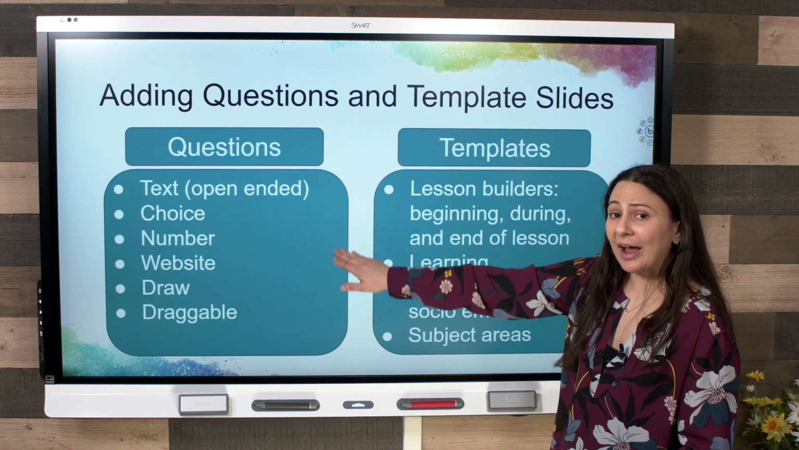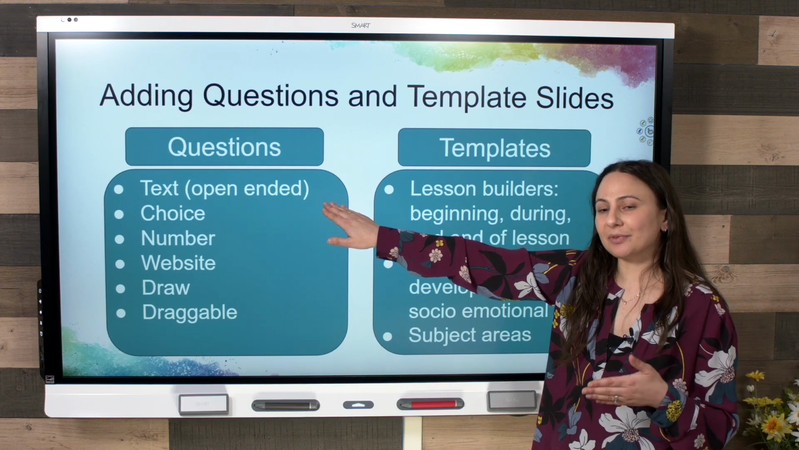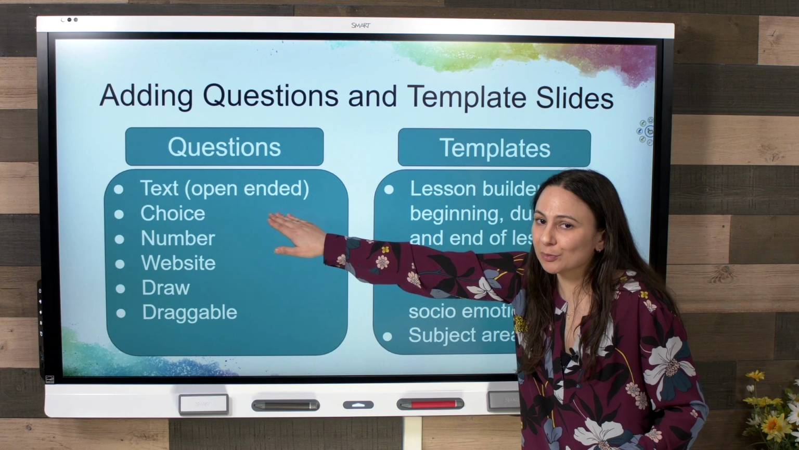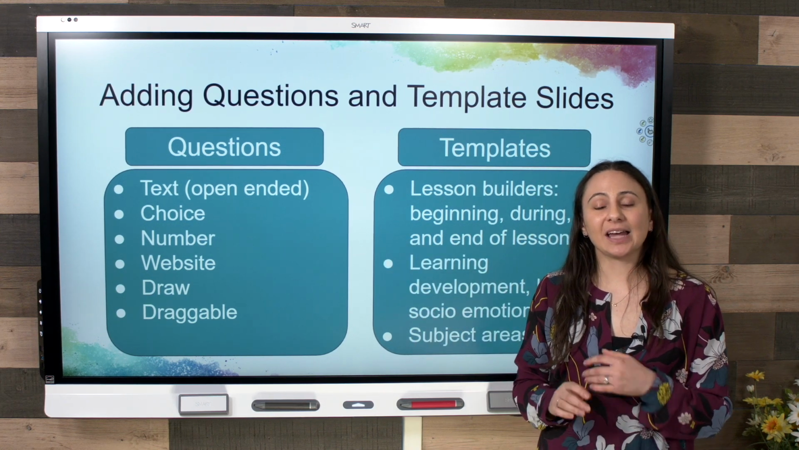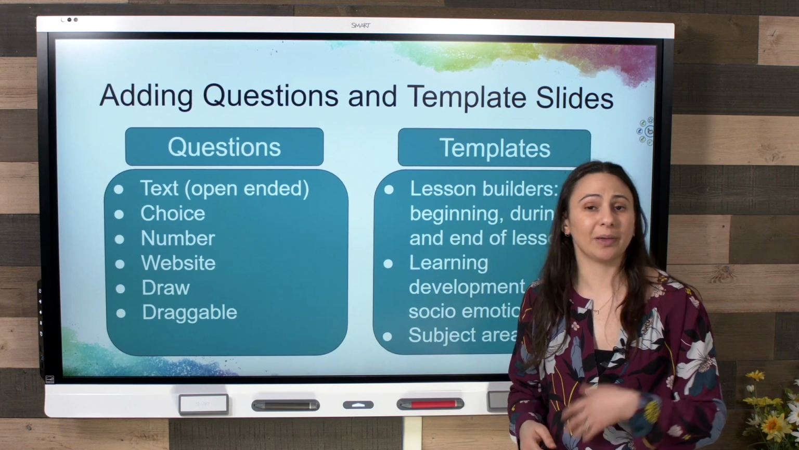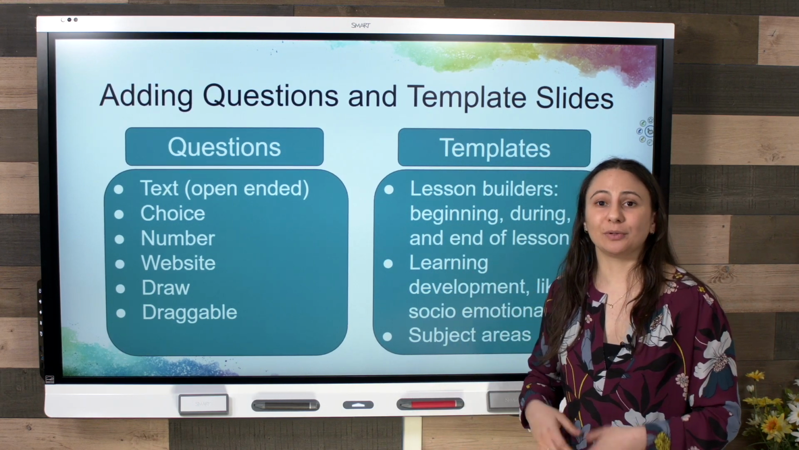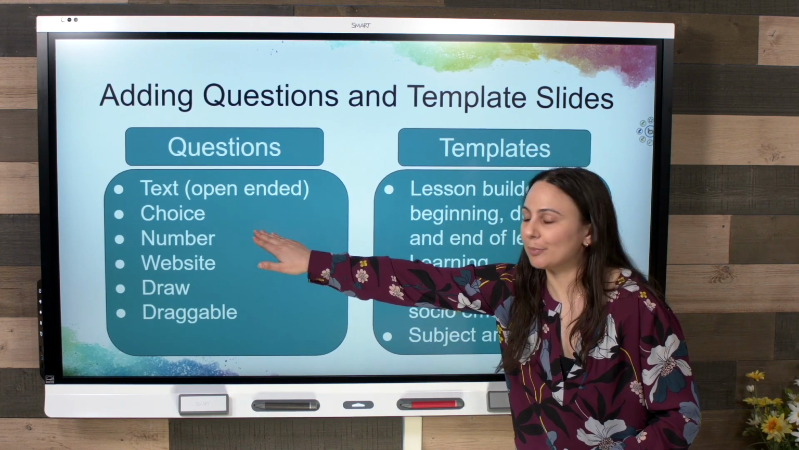So we have a variety of different kinds. Text, all that is an open-ended response or a short response question. Choice, simply those multiple choice. Number, that's going to be where your students type in a number answer. So maybe it's math that they're doing. You give them a math problem and you'd like them to give their final answer. If you want them to type in a number, you're going to select that option.